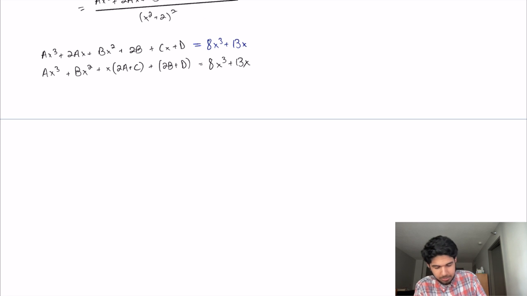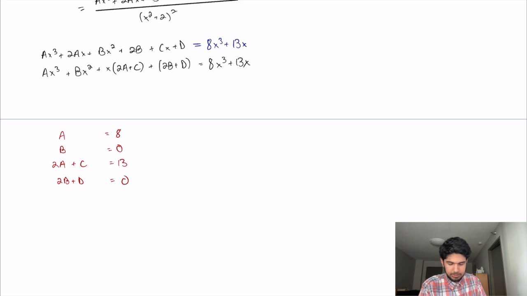From there we get our systems of equations. So the first one is a is equal to 8 by the x cubed terms. b is equal to 0 for the x squared terms. 2a plus c is equal to 13 for the x terms. And then 2b plus d is equal to 0 for the constant terms.